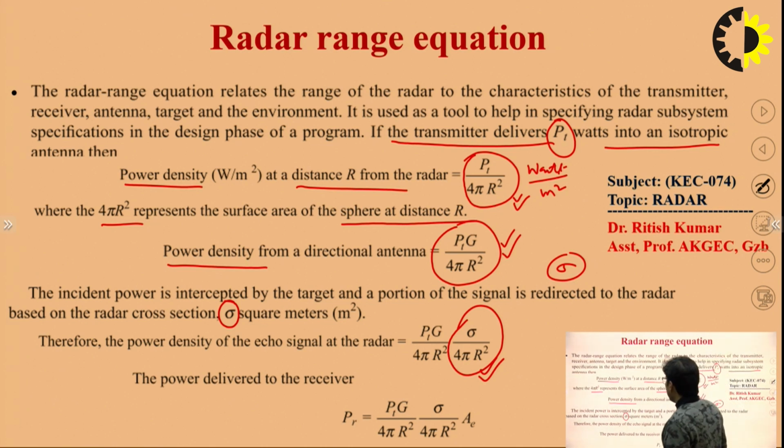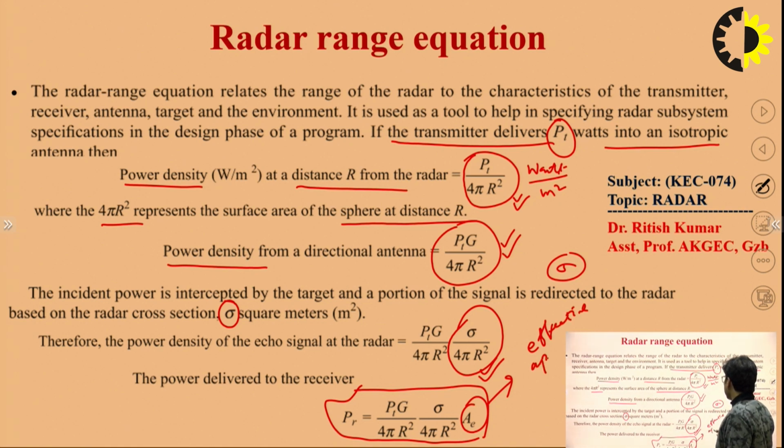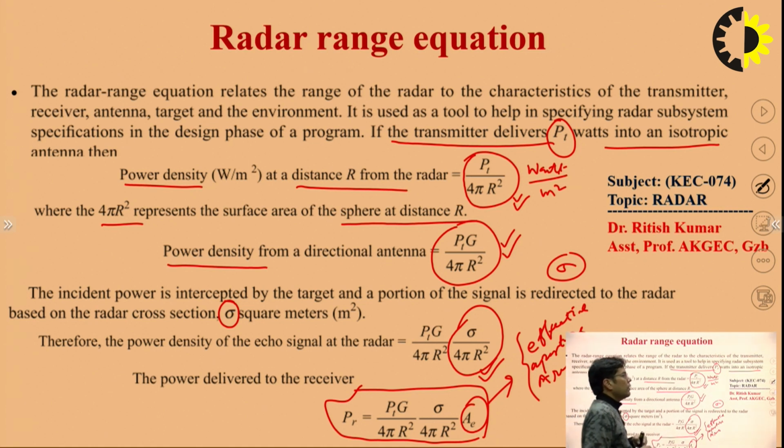So now the power delivered to the receiver is given by this equation, where AE is the effective aperture area of the antenna. Why? Because whenever the signal is received by the antenna, only some part of the antenna is in the working mode. I mean to say the full area cannot be considered in that case. Only some part of the antenna is affected by the echo signal. So that's why we need to take the effective area of the antenna here.